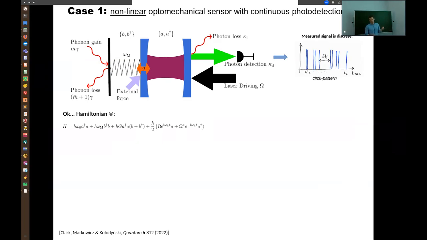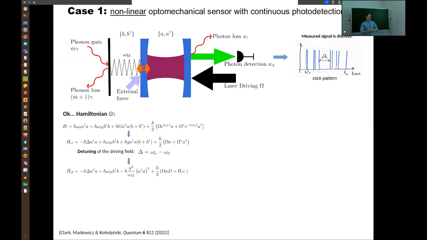Okay, and these are standard things. If I go to some rotating frames, I will not change the eigenvalues. So I can go to the rotating frame of the driving field, and this is what experimenters like to work with, the detuning. So the question is, how far is my laser detuned from the natural frequency of the cavity? And then there's another thing which is called the polaron transform. Again, it's a unitary transform. These are displacement operators, doesn't matter.